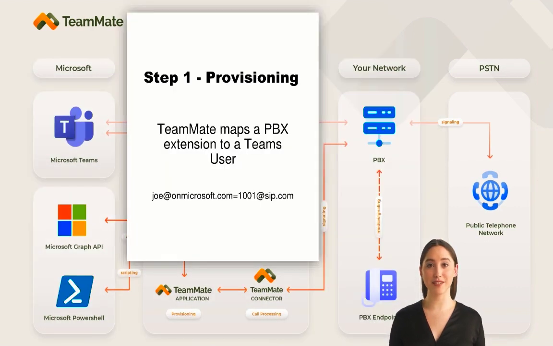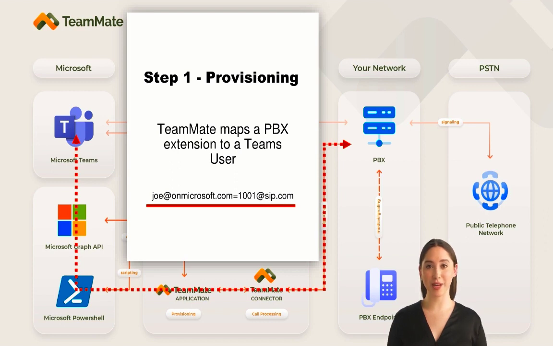When a new Microsoft Enterprise is first provisioned in TeamMate, we map desired Teams users to a corresponding SIP user identity on the PBX. As a result of the mapping, the Teams user essentially becomes a registered SIP softphone for a specific extension of the PBX. For example, we could map the Teams user Joe at onmicrosoft.com to the PBX extension 1001 at sip.com.